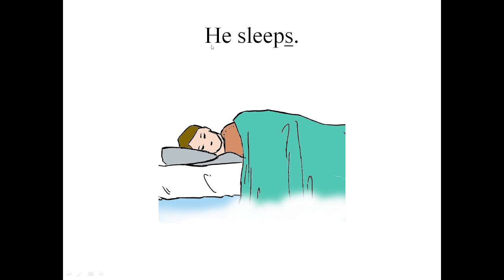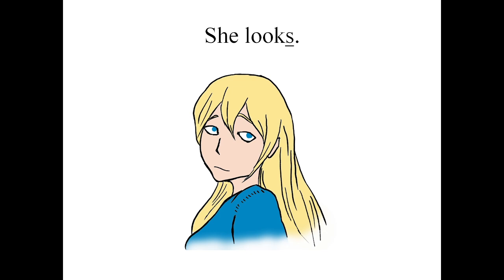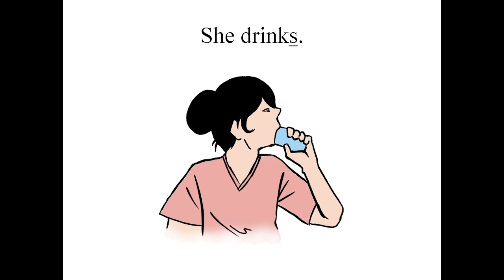Subject, which in this case is he. It's either I, you, he, she, it, we, they. Sleeps. She looks, again you can see that we just add S to this regular form of the he, she, it, third person for present simple. And she drinks. And again, we add S. So you can see there, those are verbs that follow the add S rule.